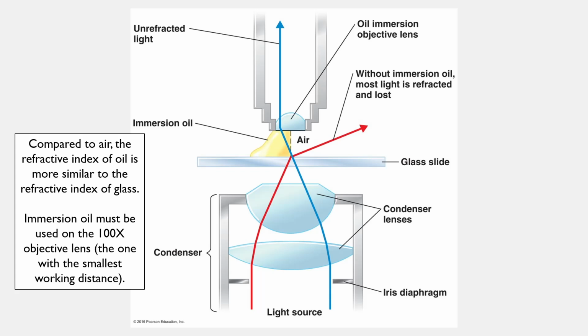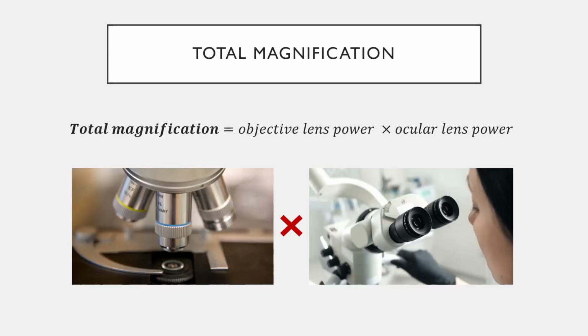Now, the total magnification that reaches your eyes is going to be a combination of the two lenses that are present in a compound light microscope. So there's two lenses, as we've just seen. There's the objective lens and the ocular lens. The ocular lens is almost always 10x. The objective lens is going to be the one of the four options we've just seen. The total magnification is the product of the two. The value of the objective lens multiplied by the value of the ocular lens.